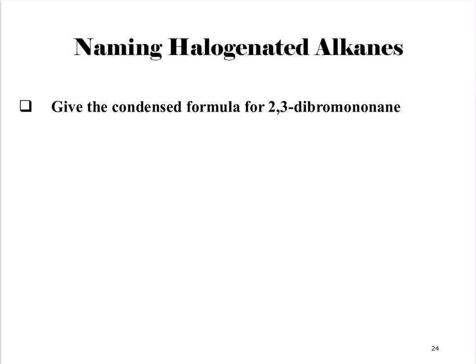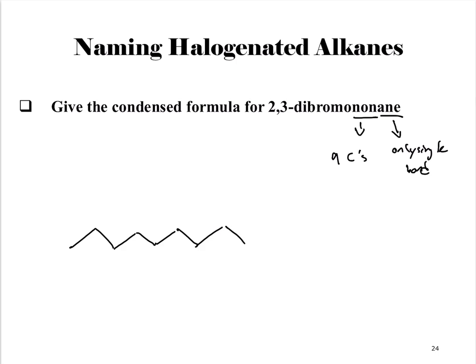So we start off, the first thing I always do is identify the parent chain, right? And how many carbons are in the parent chain. It's easy to have the parent chain and just put groups on it, right? So that tells us what? 9 carbons. Ane tells us what? Only single bonds. So I'm going to draw 9 carbons. 1, 2, 3, 4, 5, 6, 7, 8, 9.